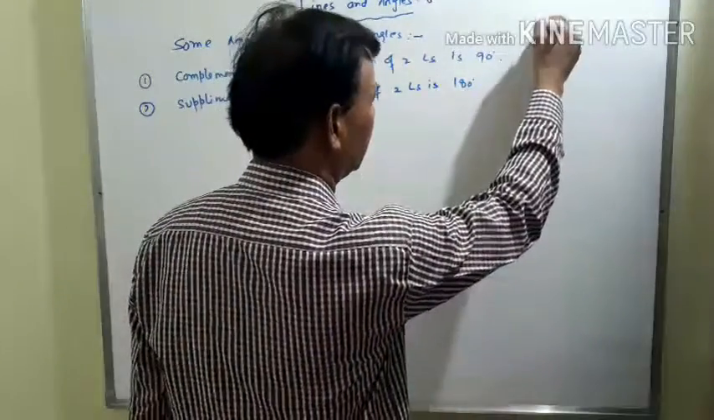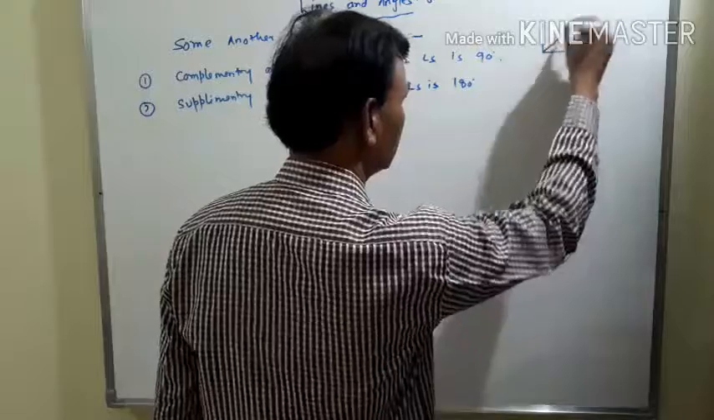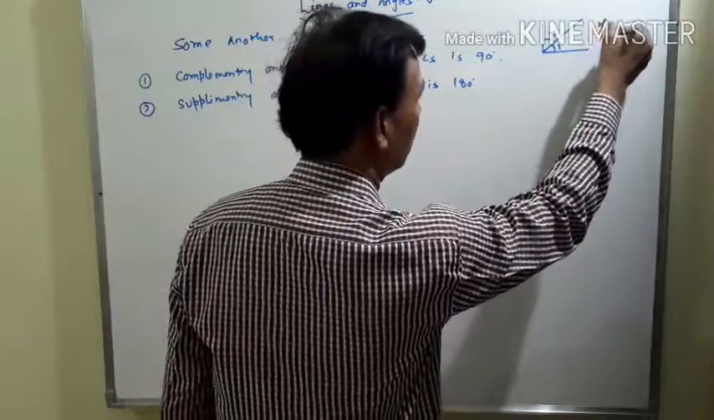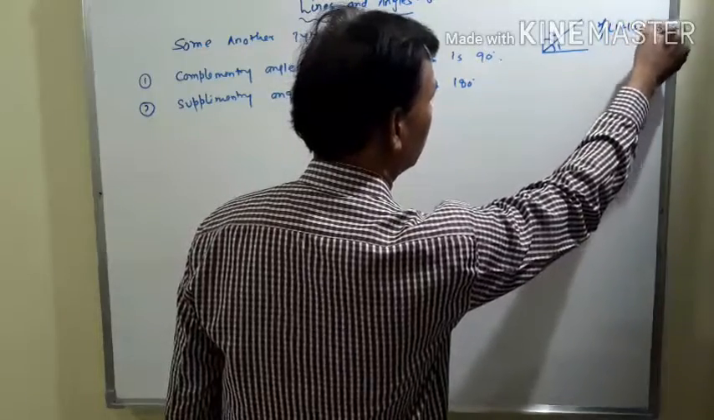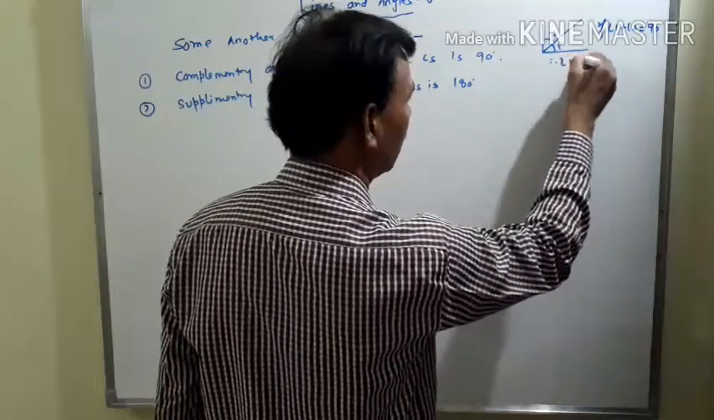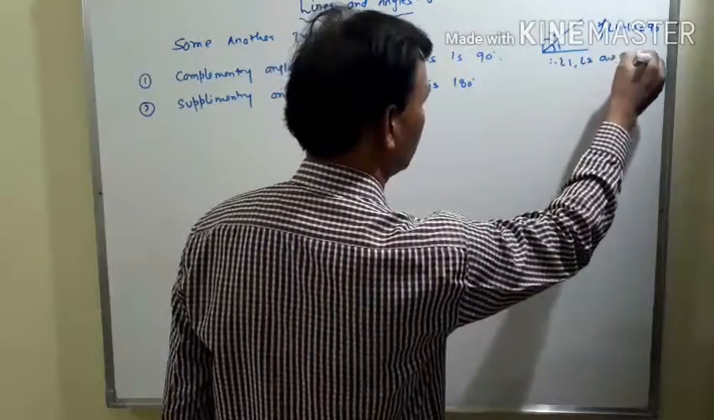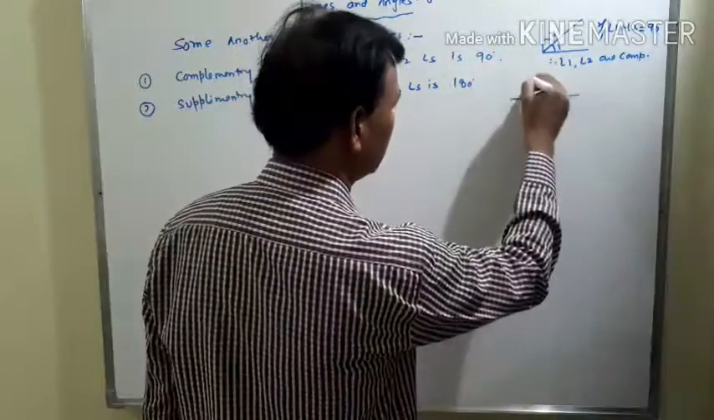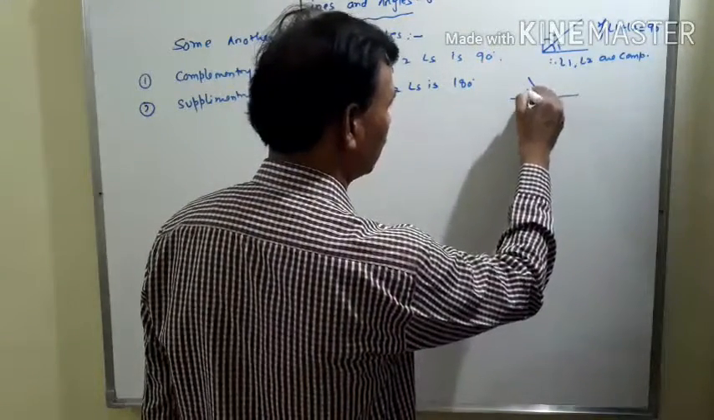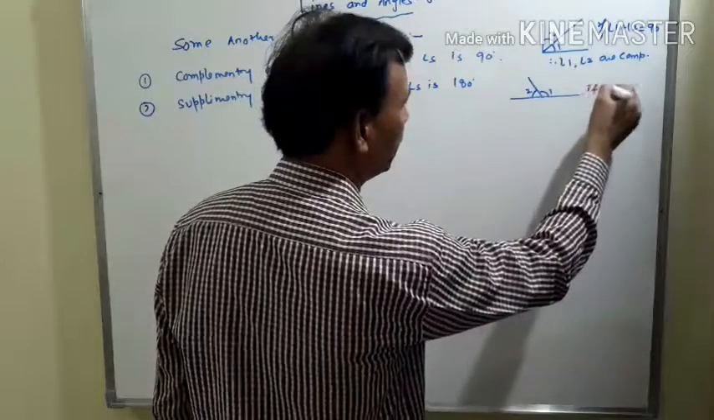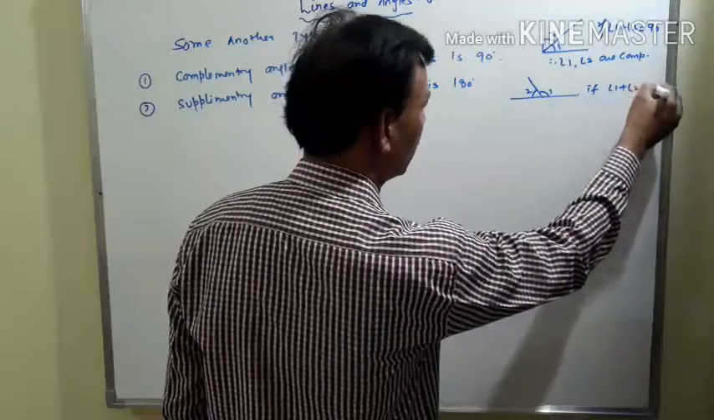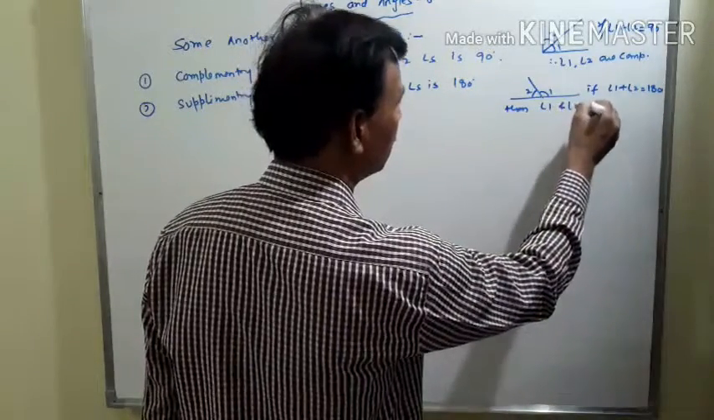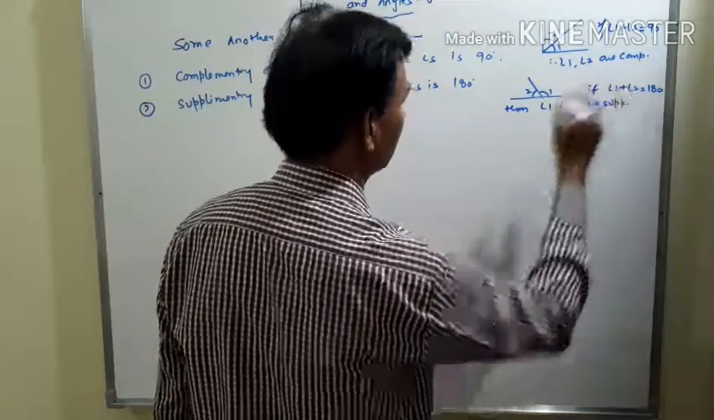Let us represent both angles by a figure. Suppose this is angle 1 and this is angle 2. If angle 1 plus angle 2 equals 90, therefore angle 1 and angle 2 are complementary. And supplementary, suppose these are two angles, angle 1 and angle 2, and if angle 1 plus angle 2 equals 180, then angle 1 and angle 2 are supplementary angles.